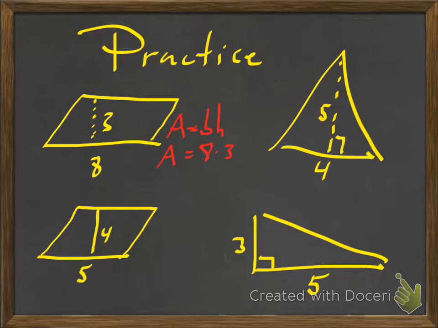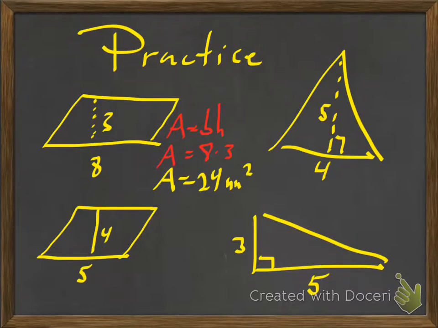You should have all 4 problems done now. Welcome back. Let's go ahead and finish these. So the first one, 8 times 3, Graham, is what? 8 times 3, wake up. 24. That's right, 24. Again, I have no idea what the units are, so I'm going to say units squared.